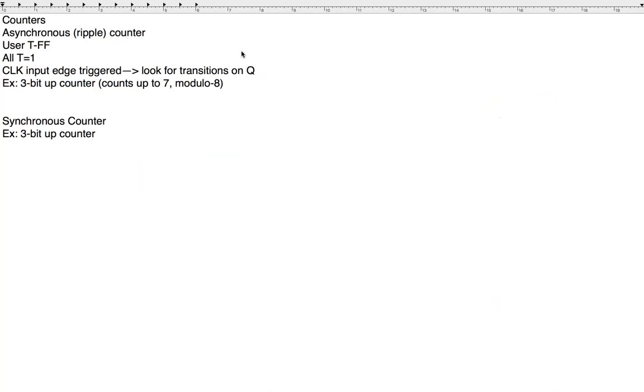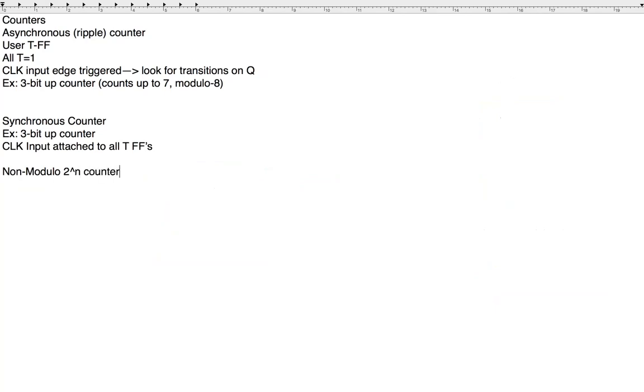Okay, so here's our counter. So we have our up, and this is when clock input attached to T flip-flops.